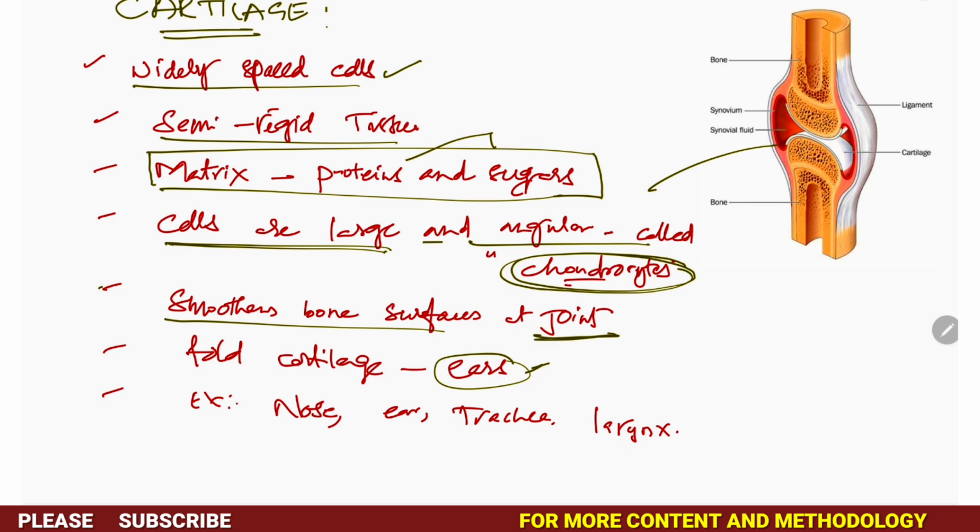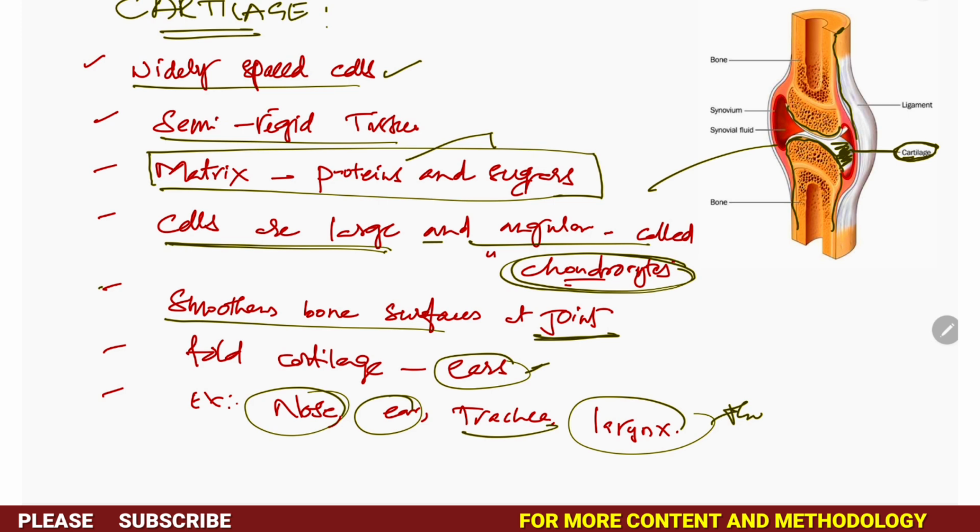You can see here, this is a synovial joint, which we are going to discuss in the intermediate level. This is one bone. This is also a bone. The end of this bone is smoothened by the cartilage. You can see here, the white area is made up of cartilage. Okay, this is the ligament, the outer layer. In the inner part, the bone is covered by cartilage, which smoothens the surface of the bone. And also we can find cartilage in the nose, ear, trachea and larynx, the sound box. This is all about cartilage.